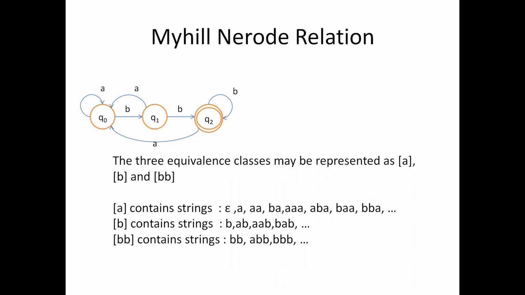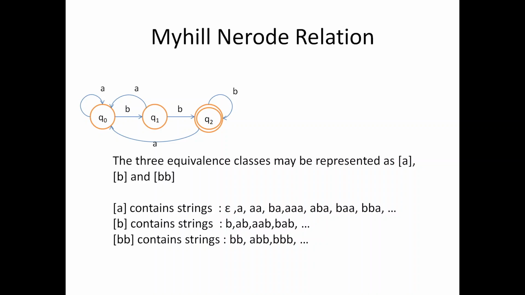And the state Q2 signifies that the last two symbols that we have read are BB, and so we are in state Q2, which is an accepting state. If there are no more symbols, then we will remain in Q2. And now we will look at failure in the case of each and every state.